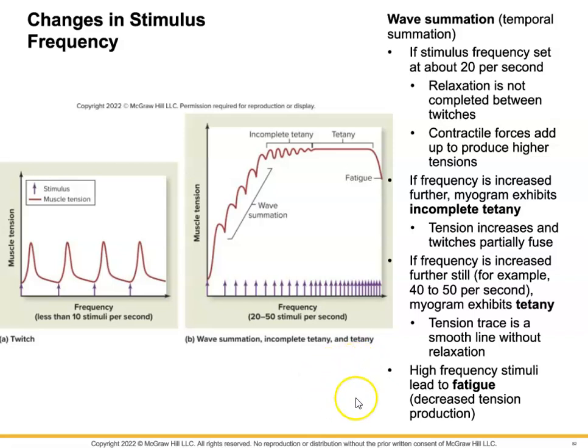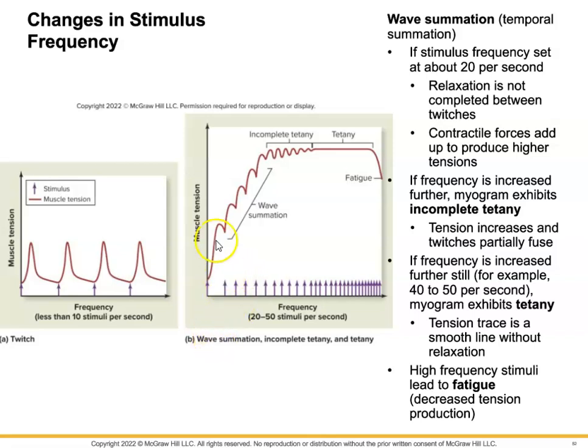So what effect does changing the frequency of the stimulus have on muscle contraction? Well, if you look at this first graph right here, A, this shows that with each muscle twitch, the stimulus is the same. The muscle is contracting and completely relaxing before the next stimulation. So the muscle tension produced with each twitch is the same.